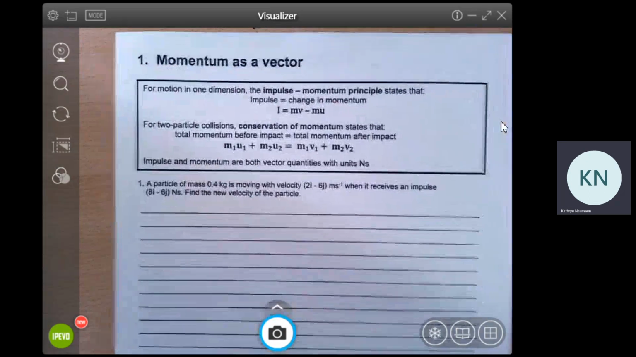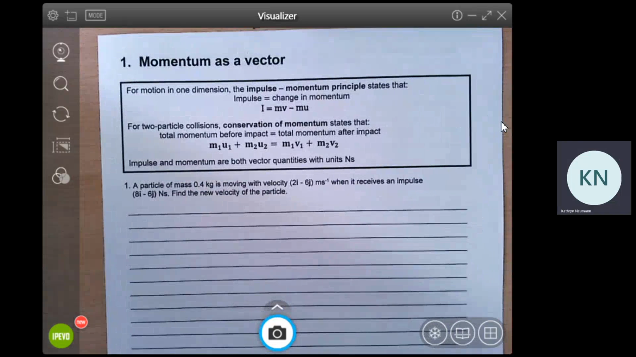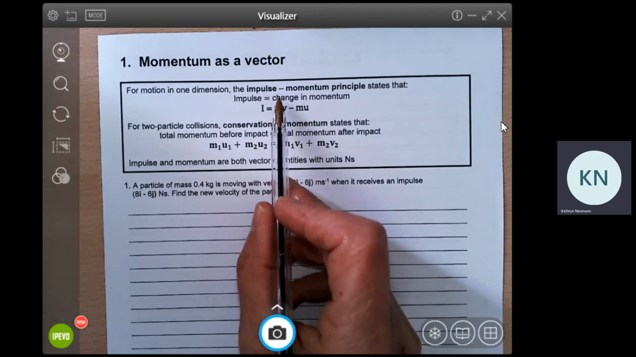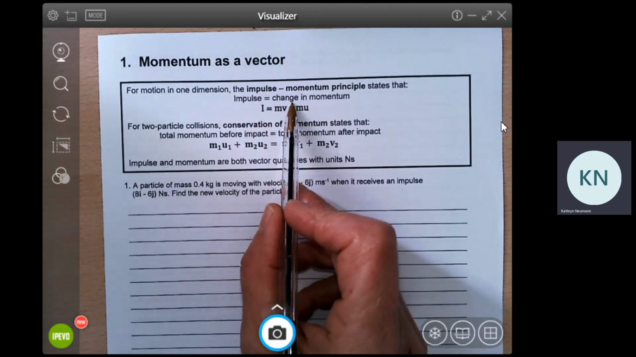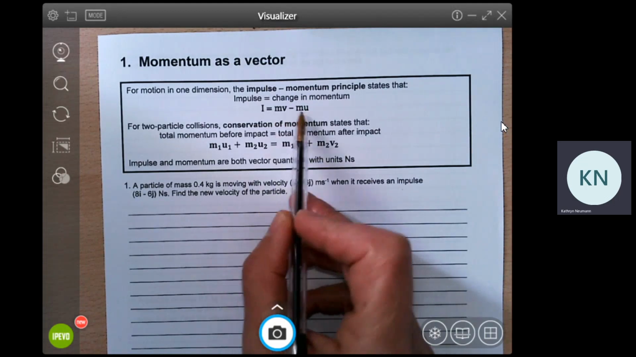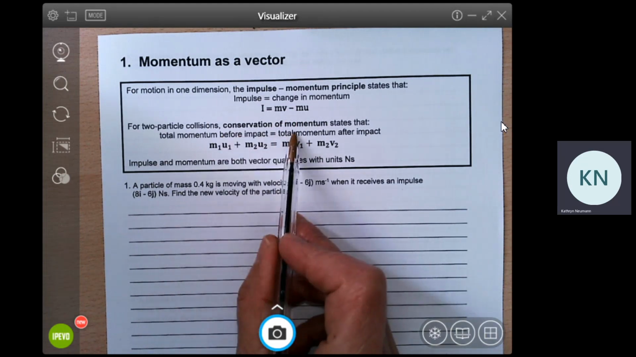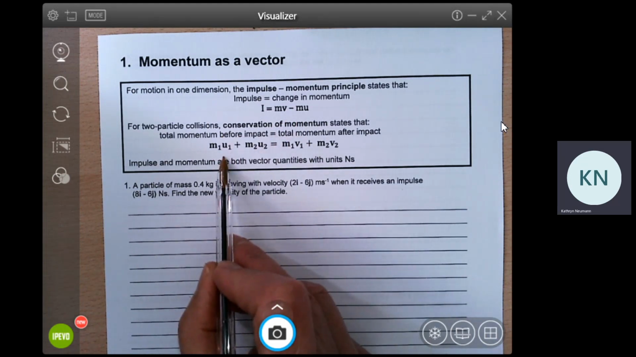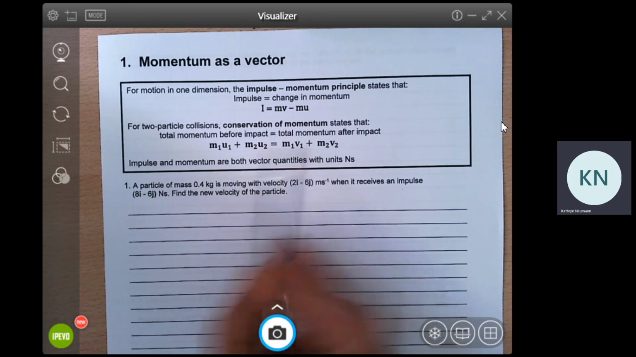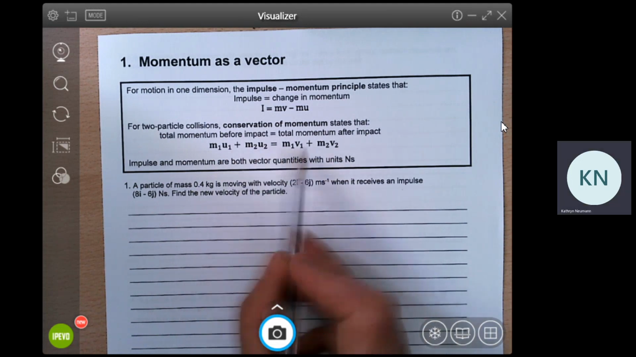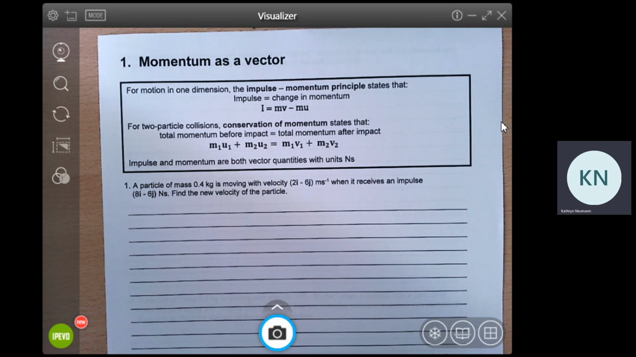So what we're going to do in this video is extend the ideas you came across in your Year 1 mechanics into 2 dimensions. In 1 dimension and in 2 dimensions, the impulse momentum principle applies. Impulse is change in momentum, so we think of final momentum take away initial momentum. In 2 particle collisions, conservation still applies, so the total momentum before is the total momentum afterwards. Important to notice that these quantities are vectors, and you must work with vectors when you're looking at momentum.